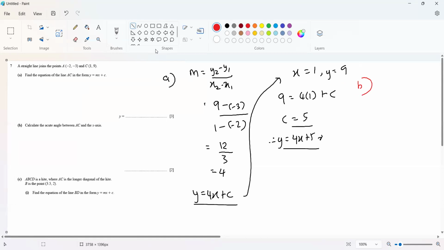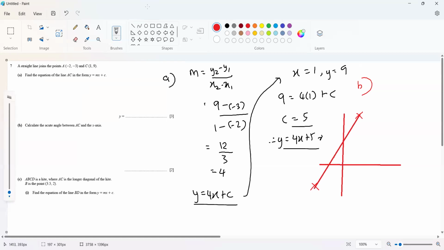Now, AC is a length, like this. If you were to draw it to a scale, that means a rough estimation, you don't need to be so precise. So -2, -3 is probably somewhere around down here, and 1, 9 is somewhere up here. So what they're asking us is, this line, what is the angle it's making with the x-axis? What is the angle here, basically?